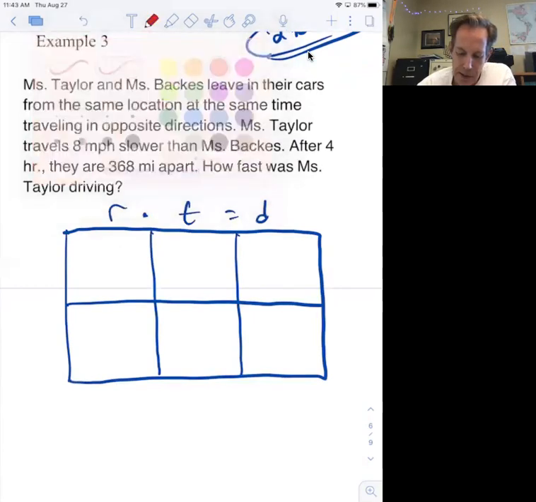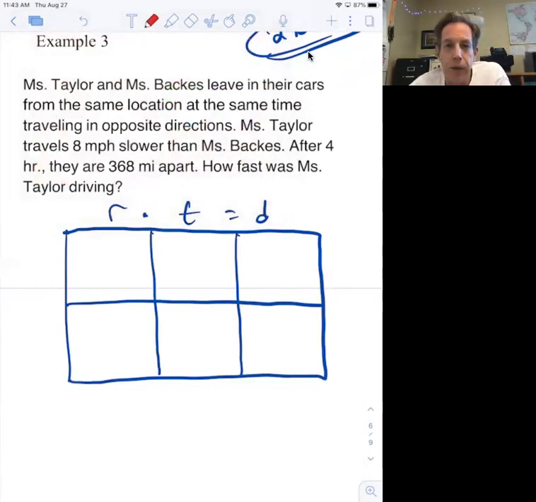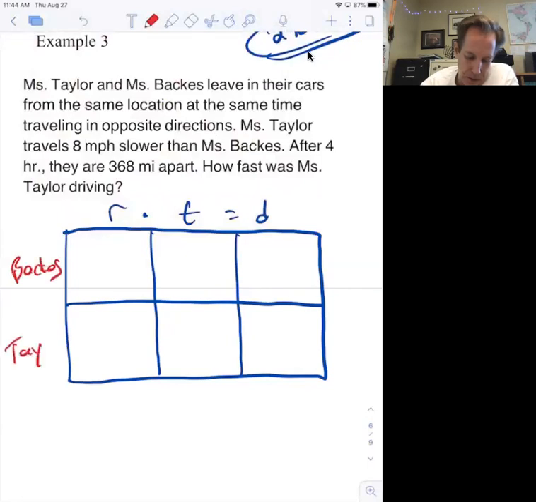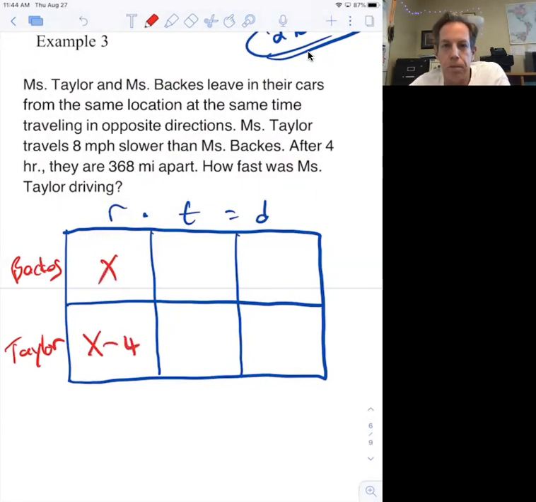Okay, so let's fill in what we know. Miss Taylor drives 8 miles per hour slower than Miss Backus. Let me label this. We'll have Backus and Taylor. And Miss Taylor is driving slower, so she's going to be x minus 4. Backus will be x for the rates.